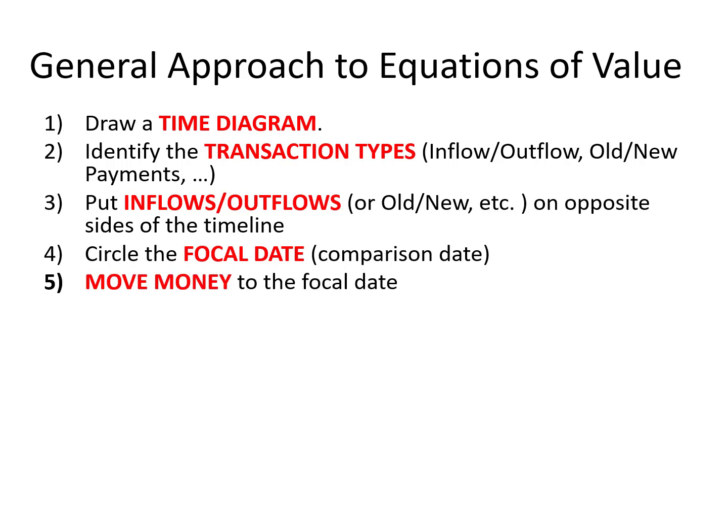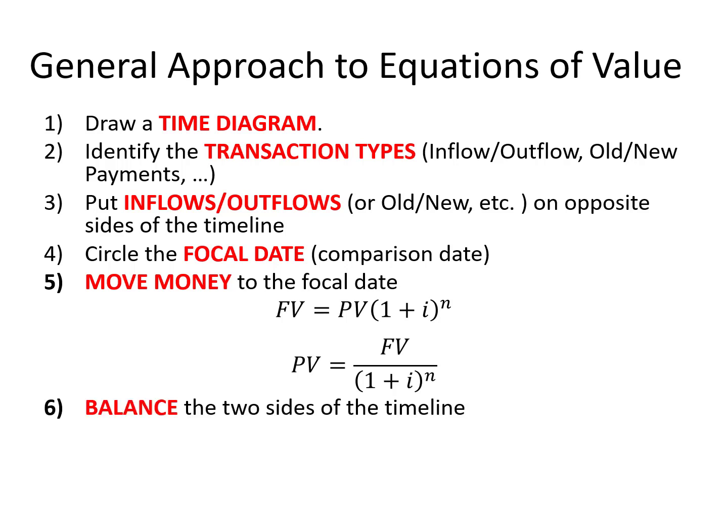That's going to be our date of comparison. And then we would move all of our money to the focal date by adding or subtracting the interest that is based on the time difference with the focal date. And that would be using one of these two equations. If we're moving money forward, we would calculate the future value. If we're moving money backwards, we would calculate the past value. Finally, we would balance the two sides of the timeline so that our inflows are equal to our outflows, or our old is equal to our new, depending again on the scenario that we're looking at.